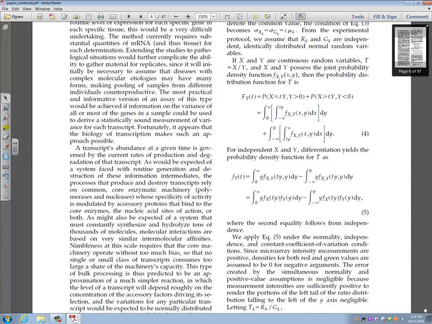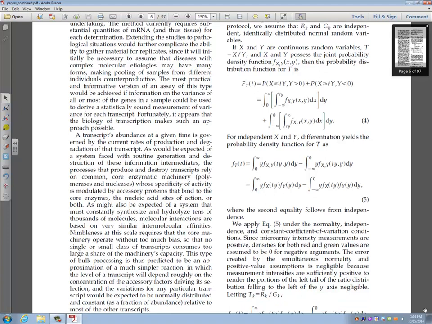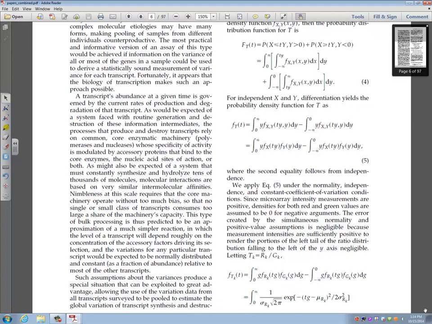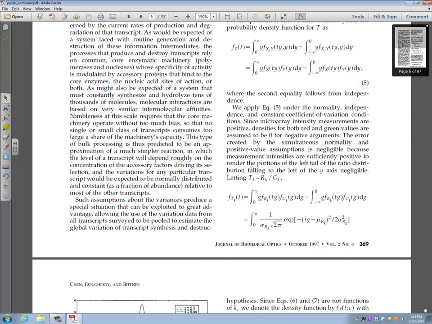Let's see. T equals x over y. Here we are saying it's red over green, so x is red and y is green, right? So you can rewrite that integral, instead of x and y, now written in terms of the green. And now you're going to neglect this integral.